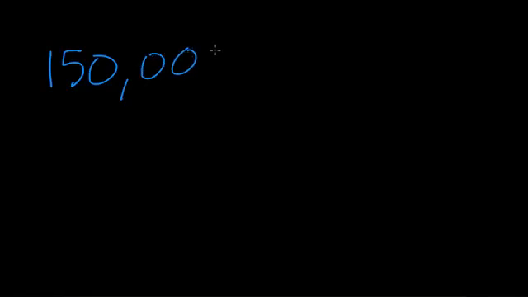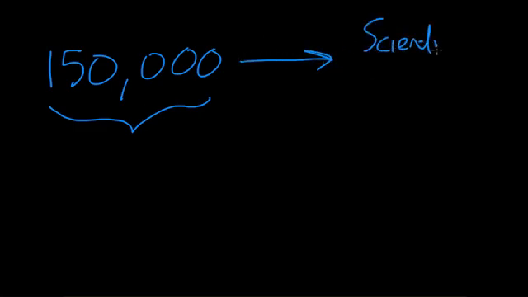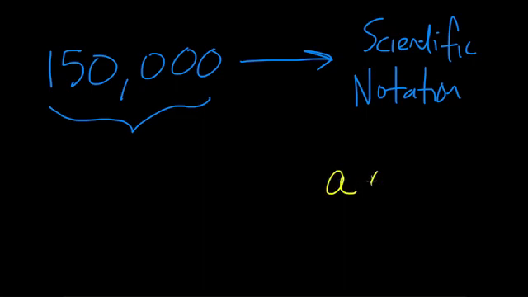Okay, so what if we're told that we have to turn the number 150,000 into scientific notation? What are they talking about there? Well, scientific notation, if you remember, takes some number, let's call it A, and multiplies it by a power of 10. So let's say 10 to the B power.